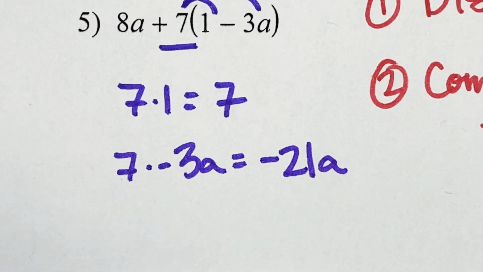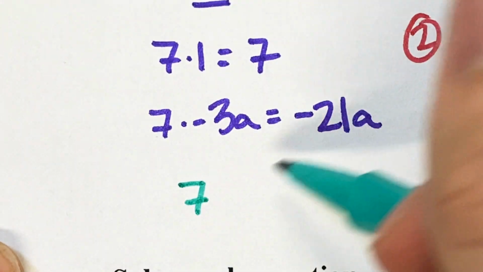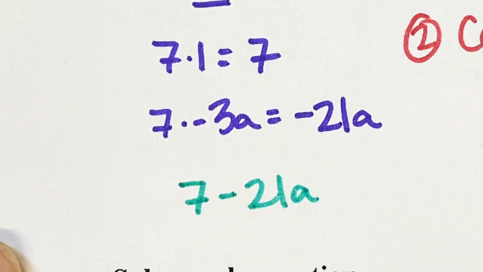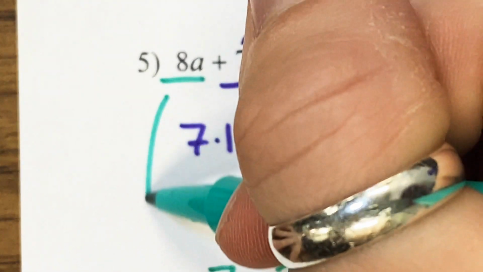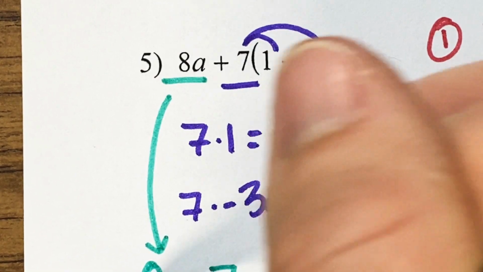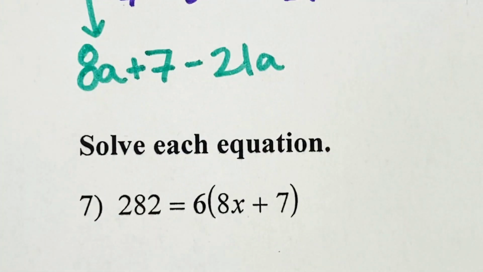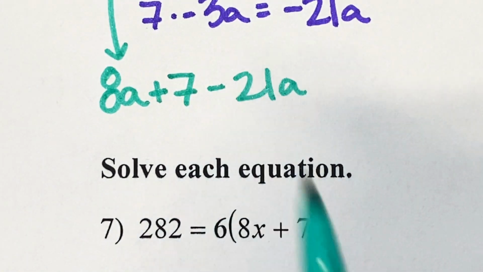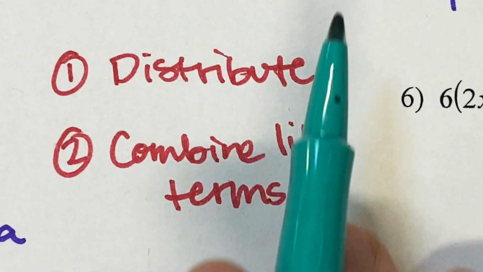Okay, so I'm going to just go ahead and rewrite it down here. So we got a 7 minus 21a. Okay, well now, this 8a that's been waiting patiently, now we can just put him right in front. Okay, 8a, it was a +7, so +7. Okay, so we distributed, check.